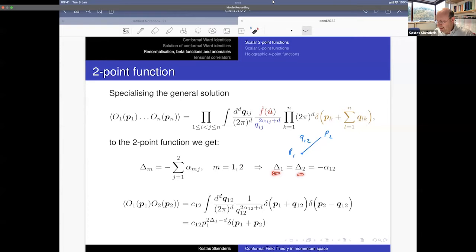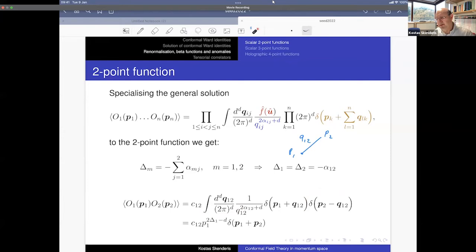And now, if I put here k1 to n, so n equal to 2 in this case, I have two delta functions, and one would be p1 plus q12, and the second one would be p2 minus q21. So I have two delta functions, we can use one to do the integral, and then the other one just gives the momentum preserving delta function.